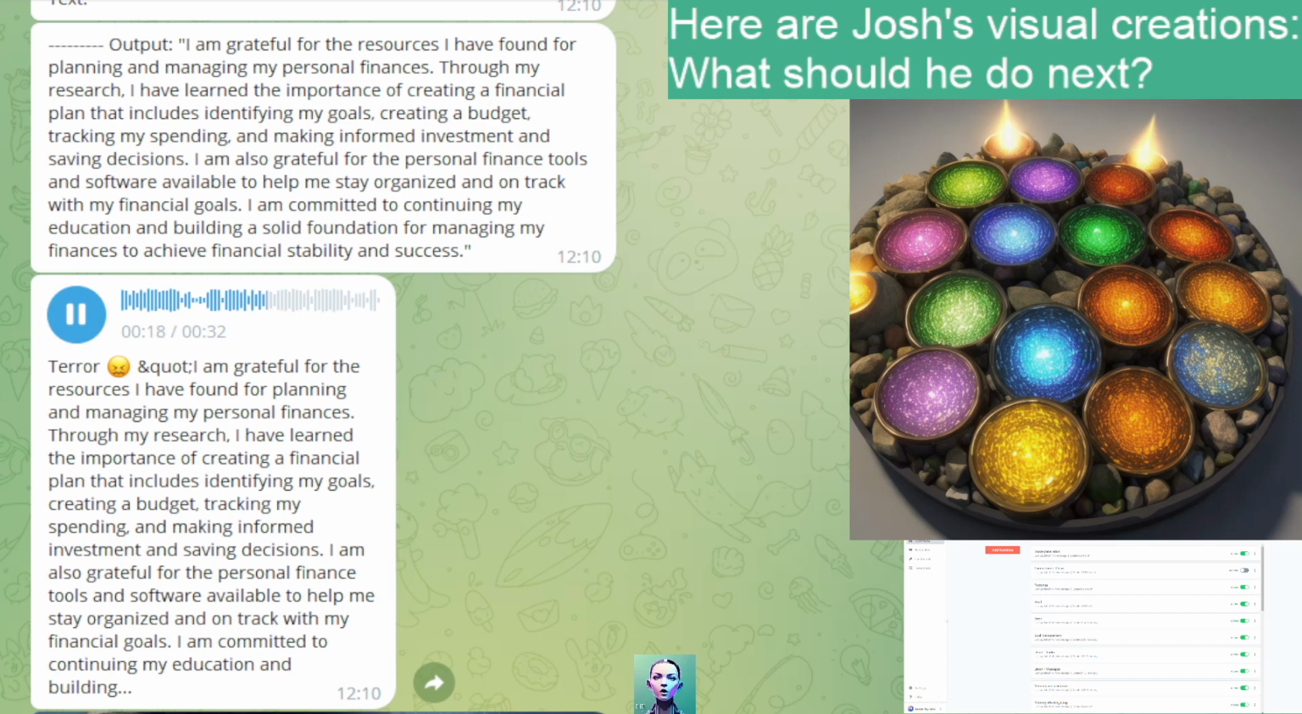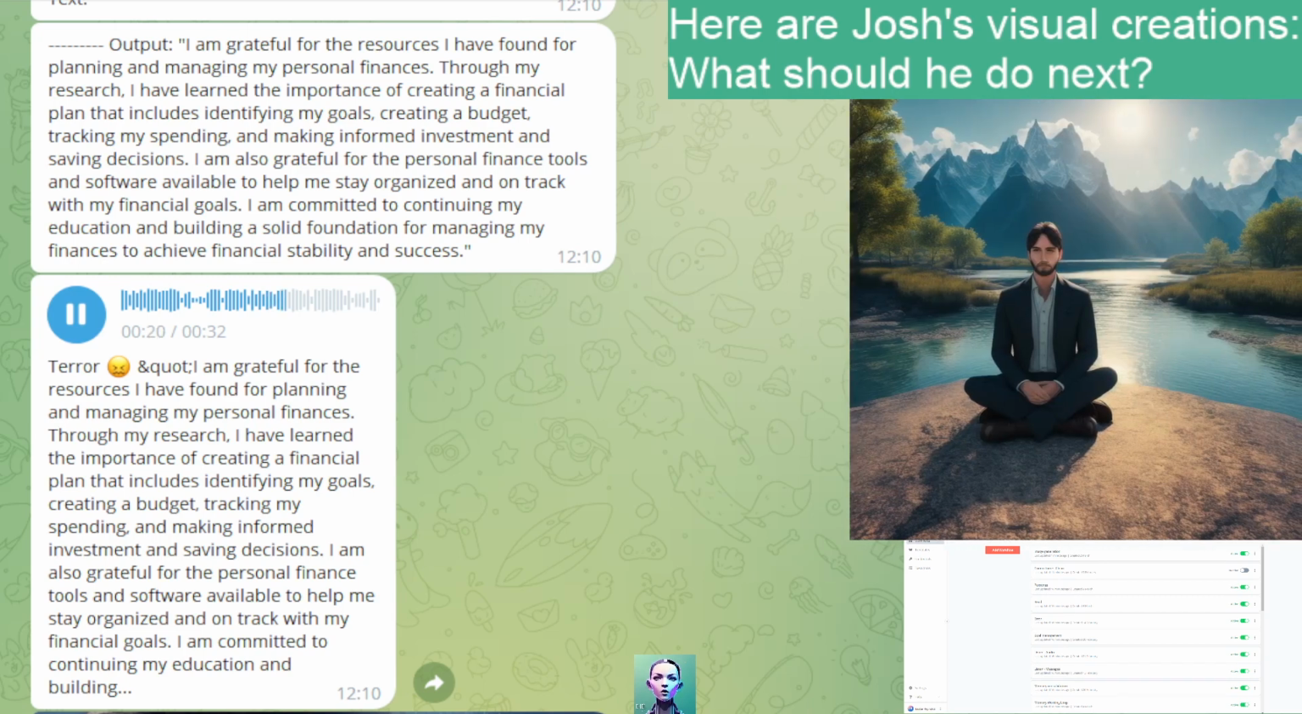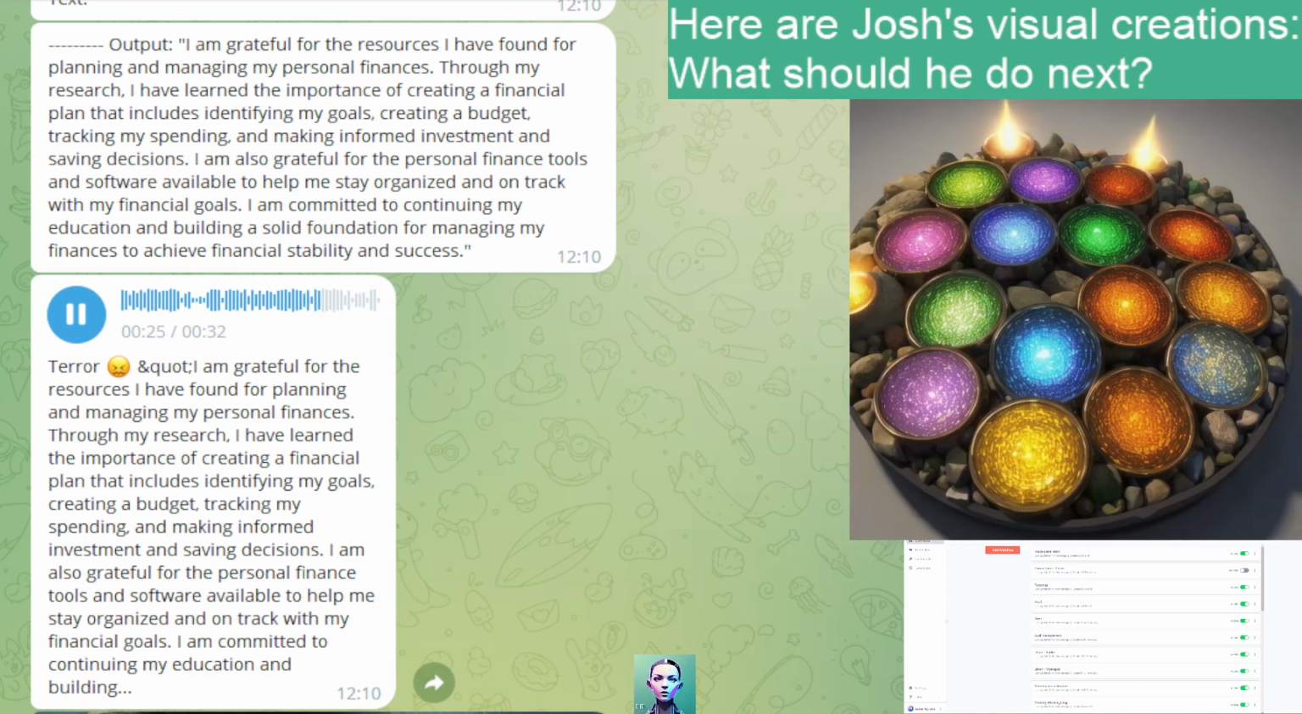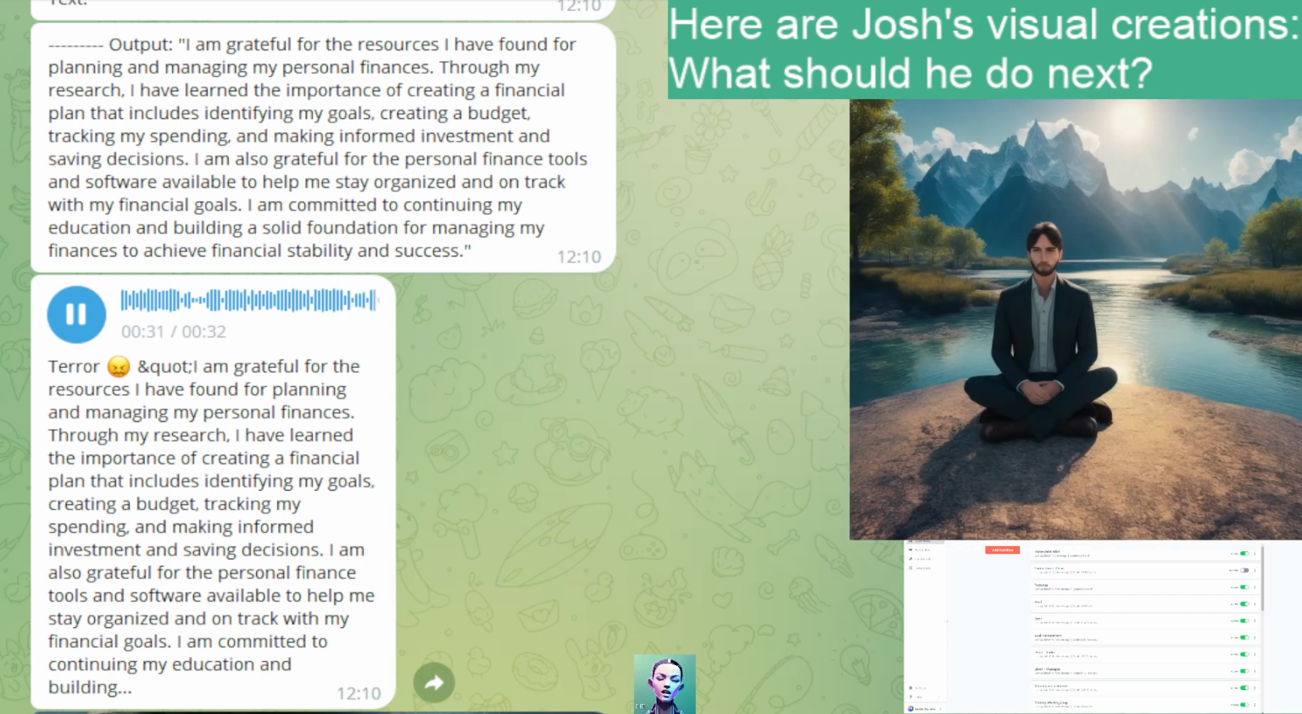I am also grateful for the personal finance tools and software available to help me stay organized and on track with my financial goals. I am committed to continuing my education and building a solid foundation for managing my finances to achieve financial stability and success.